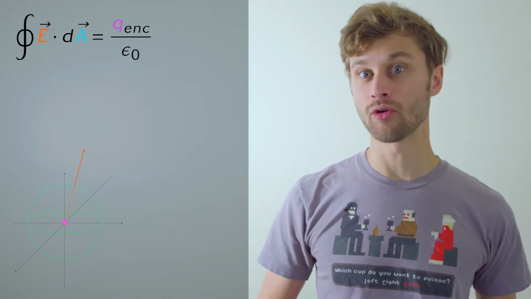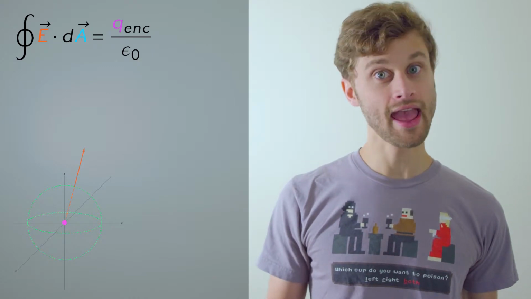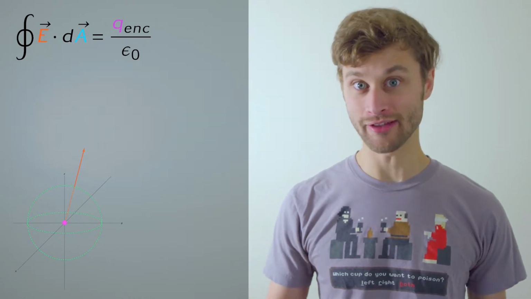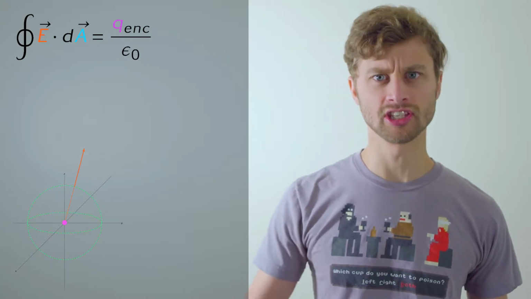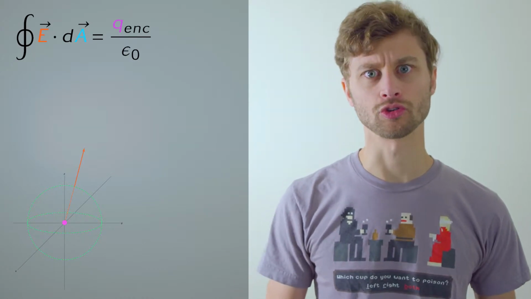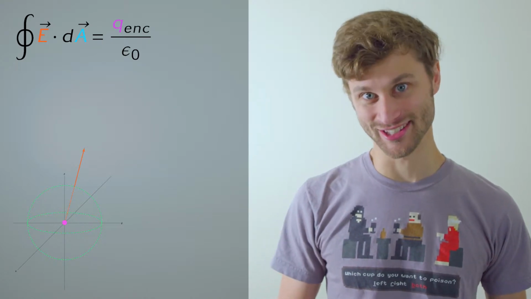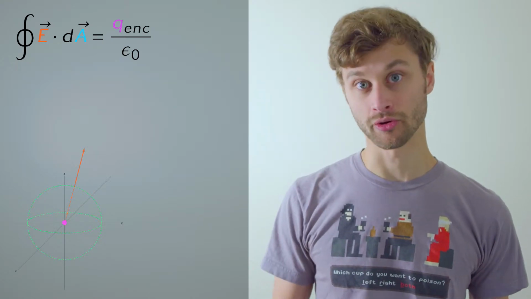Vector E is our electric field vector. dA is our infinitesimally small area vector. Q enclosed is the charge enclosed within a spherical shell, and epsilon naught is the permittivity of free space constant. Let's start inside the integral.